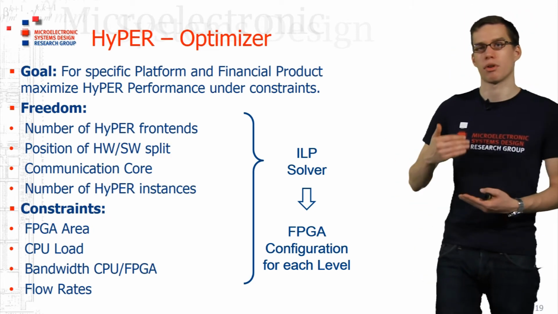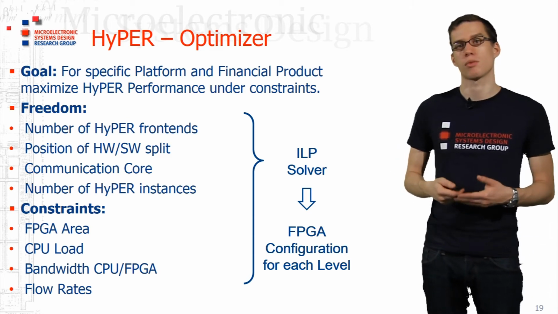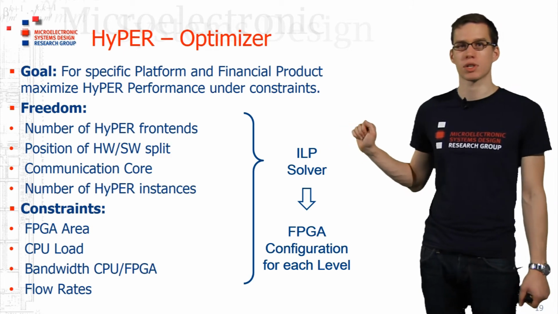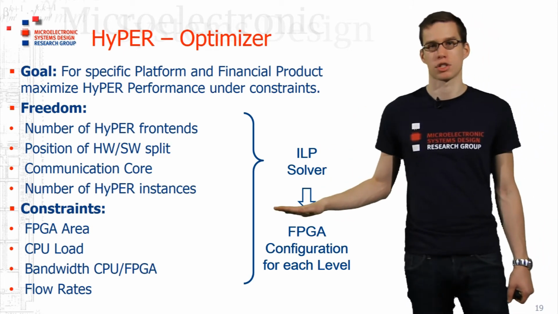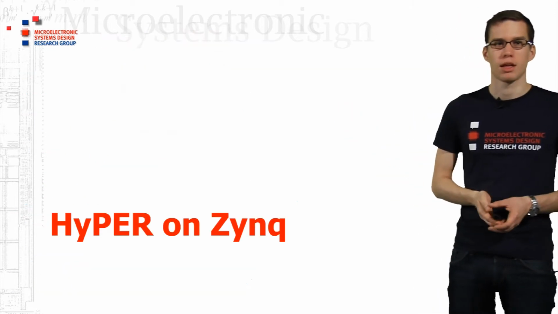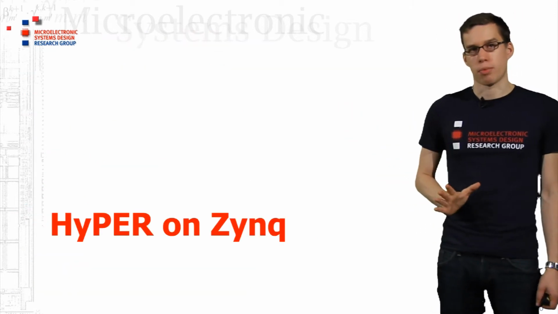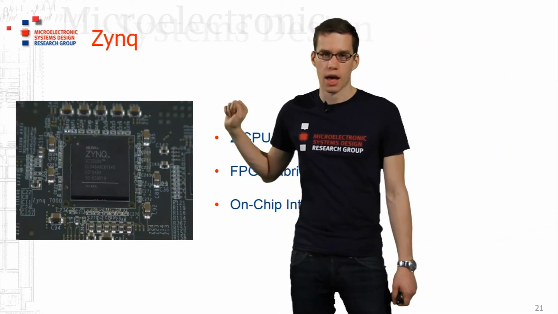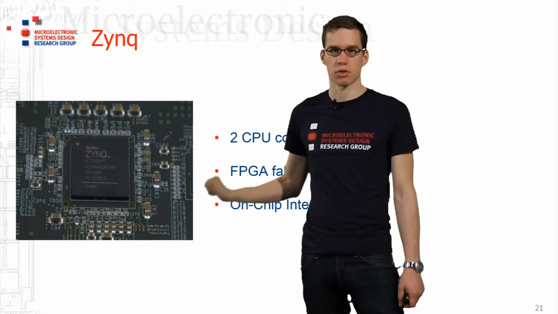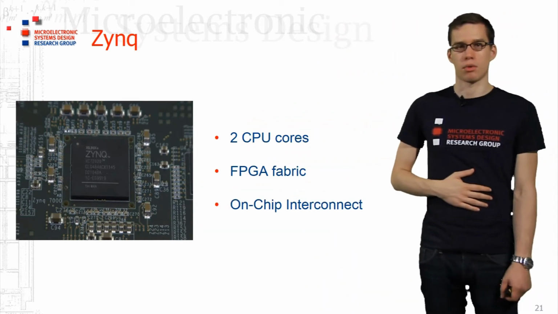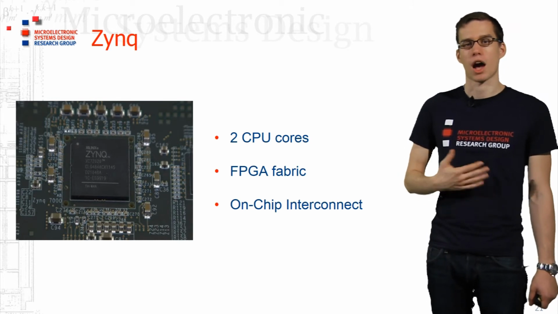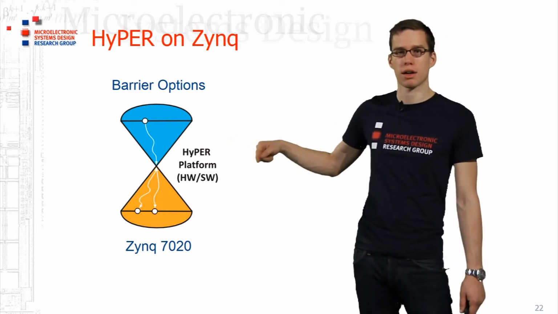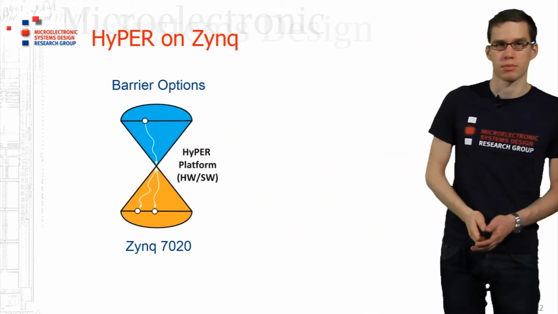So let's look at Hyper on Sync. How does it work on Sync? The Sync has two CPU cores. It has an FPGA fabric, and it has an on-chip interconnect, all on one chip. We look at the following example. We look at barrier options in our application space, and we look at the Sync 7020 for our Hyper system. And we use the Hyper platform now to generate optimal configurations for that platform.